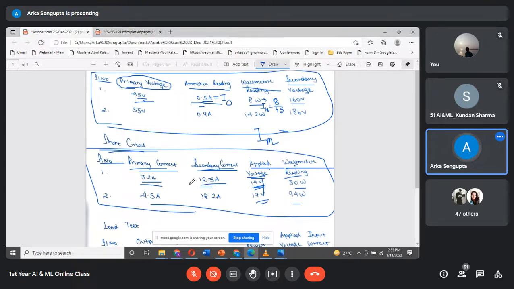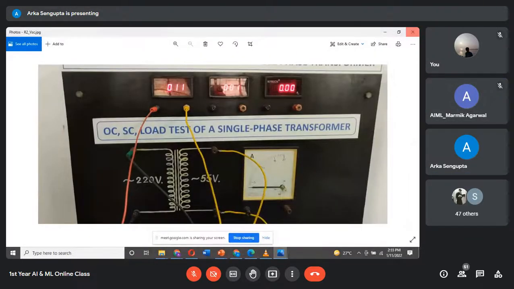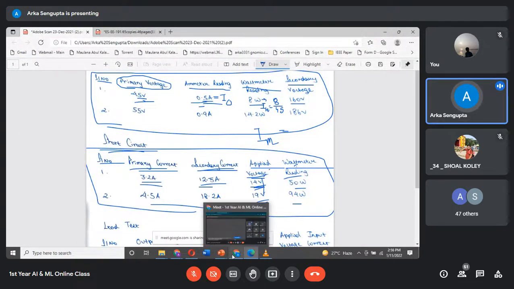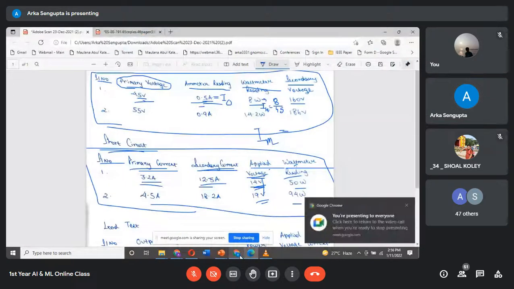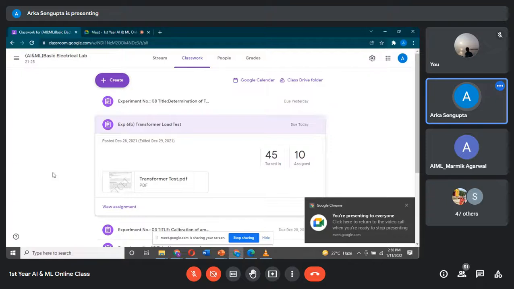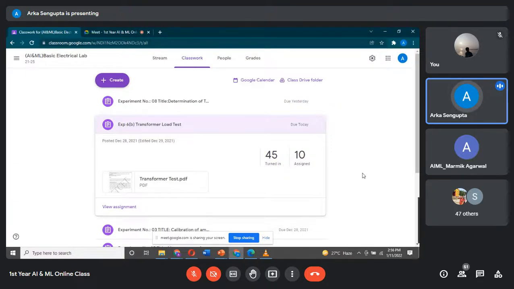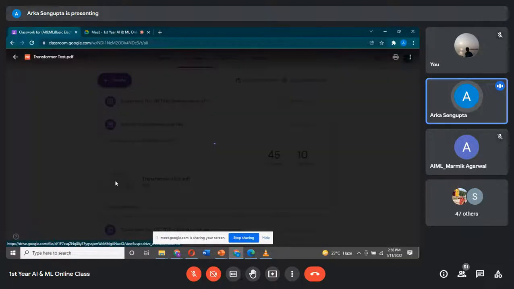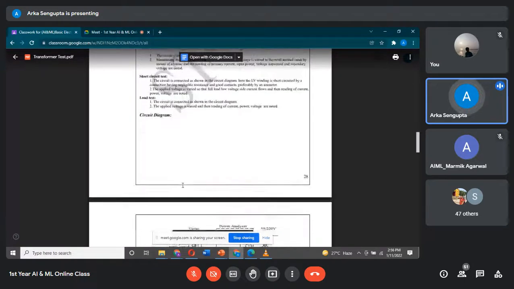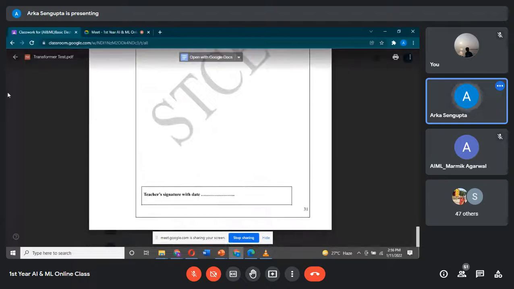Anybody having any doubt? No, sir. So submit 6A and 6B, complete 6A and complete 6B by next week's class. Sir, 6B was the load test. Yes, load test, I don't know how many have submitted. Most of you have submitted. For the load test, I think everything is given. The manual is given in the load test, so I do not need to upload the manual again.